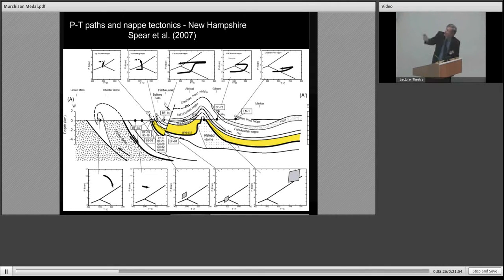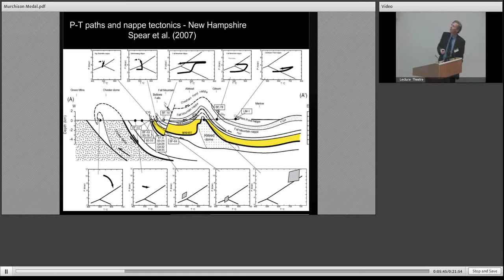And this area is characterized by a number of nappes and gneiss domes. You can see the nappes and the gneiss domes here in this cross-section. And what we discovered was that each one of these structural units had its own distinct pressure temperature history. And that was what we were hoping for, I have to say.